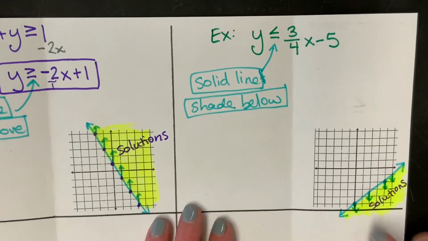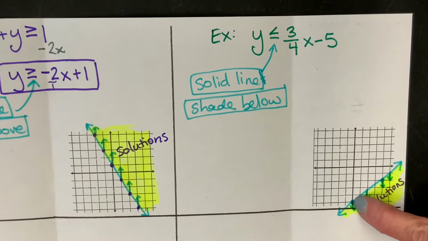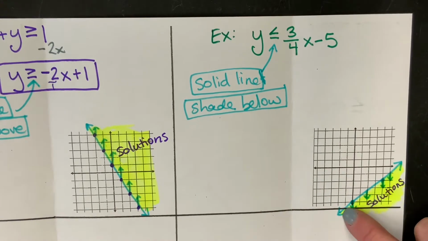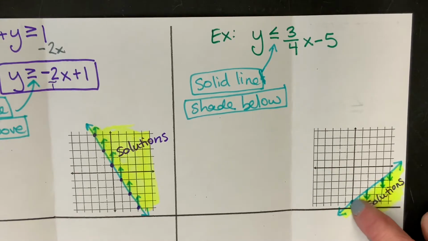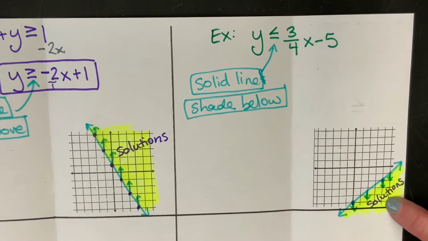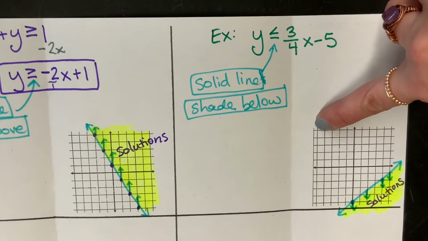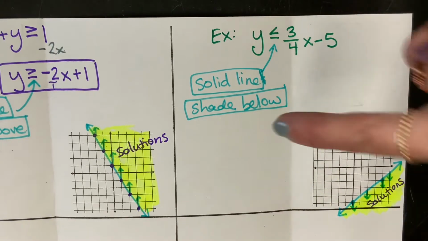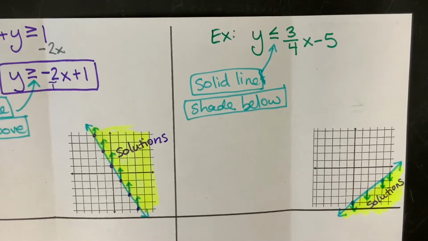Is 0, -5, is that a solution point? Yes, it's on the line. Okay. Any of these points, even the ones that aren't true points, any of the points on this line are solutions. And then let's say 5, -5, that's a solution. But -5, 5 out here, is that a solution? No. Okay. Points on the line and anything in the shaded region, solutions.